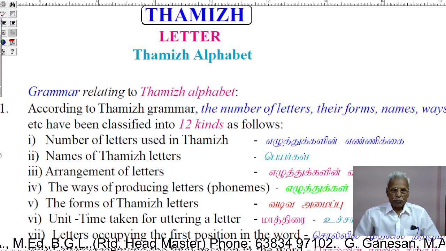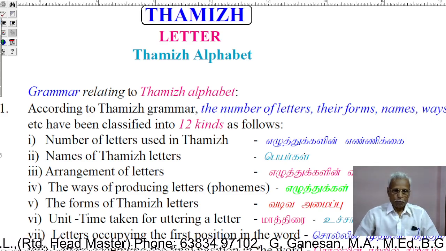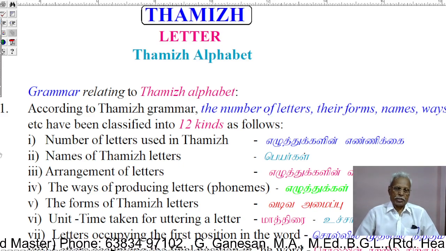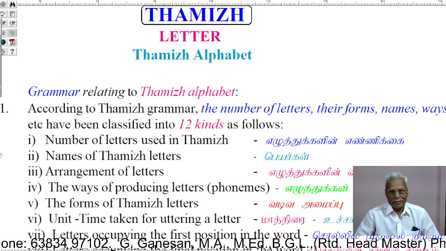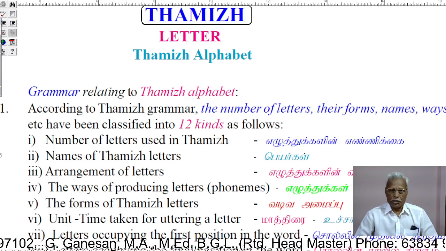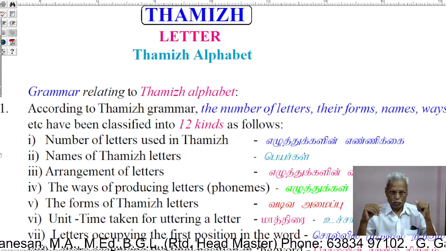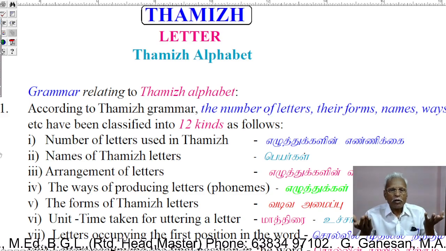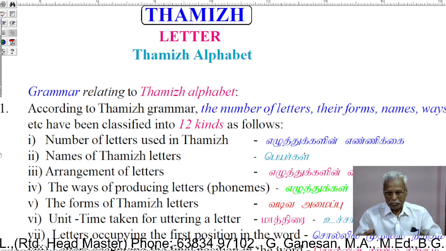Tamil letter, Tamil alphabet. Grammar relating to Tamil alphabet. See, what are the grammatical rules followed in defining letters and arranging letters to form words, and what are their forms? These things have been well defined in Tolgapiyam and Nannur. Come, let us see them.